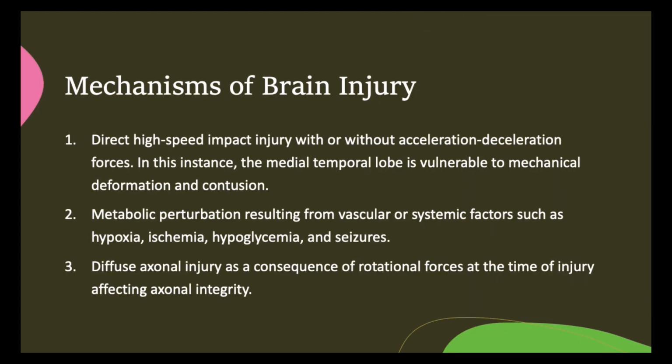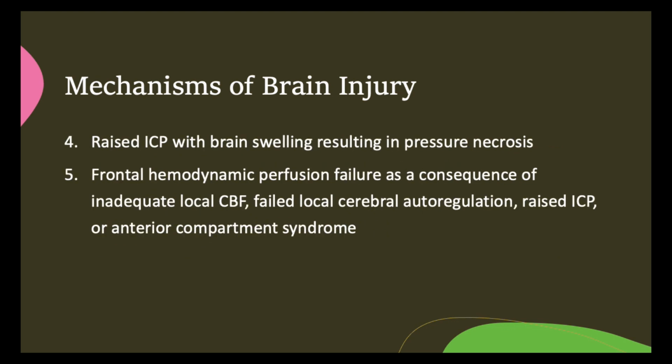As we said before, the initial and direct impact to the brain is not the only source of brain injury in TBI. Hypoxia, ischemia, hypoglycemia, or seizures can also cause further brain injury. And if there's enough force or rotational forces, you can get diffuse axonal injury, which affects the actual axons of the neurons that are in your brain. In addition, increased ICP with brain swelling results in pressure necrosis, because it's putting pressure on parts of your brain that are then not perfusing as well.